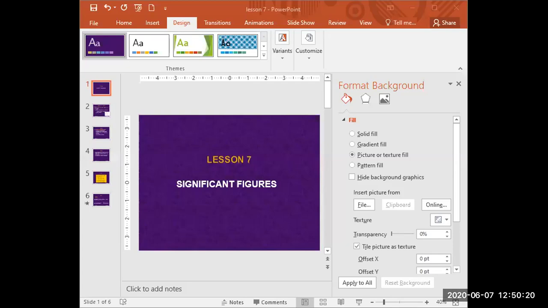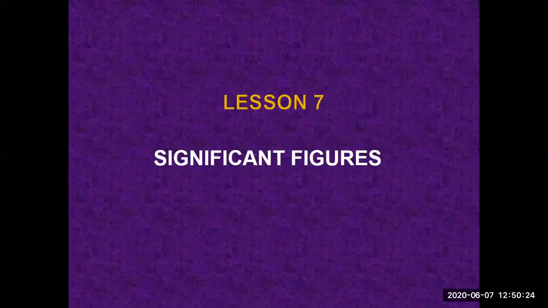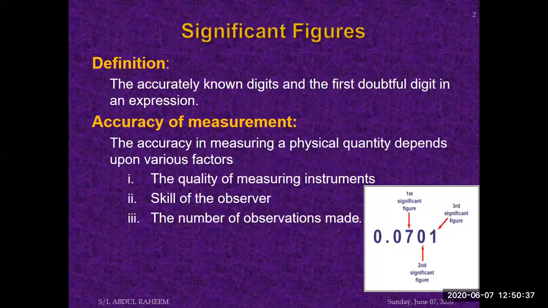This is almost the last class of this chapter, and in this class, we will study significant figures. We will see what the rules for significant figures are and, with the help of some examples, understand how significant figures are calculated. Now, what is the definition? The accurately known digits and the first doubtful digit in an expression.